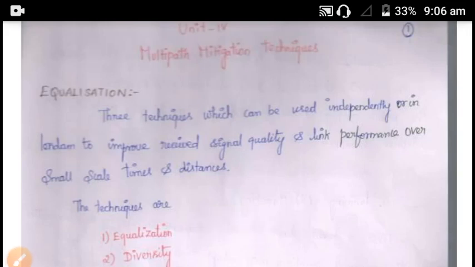Today we are going to start our fourth unit, multipath mitigation techniques. In this fourth unit we are going to study various equalization techniques: linear equalization, non-linear equalization, and some algorithms that we are using in this equalization method. Then we are going to study diversity, microdiversity, macrodiversity, and error probability in fading channel. Then rake receiver. These are the topics we are going to cover in multipath mitigation techniques.